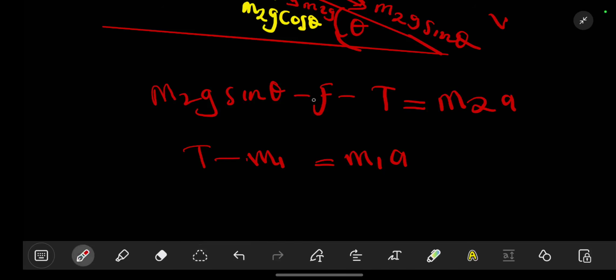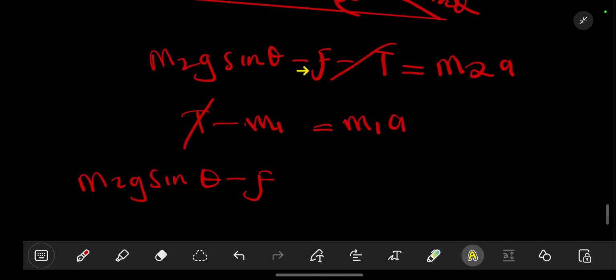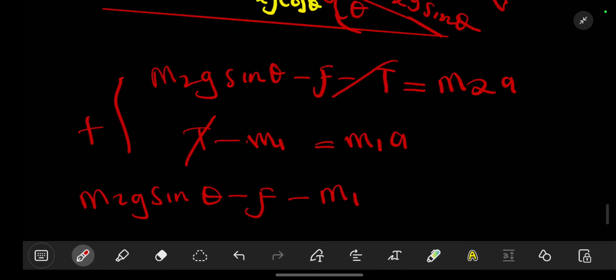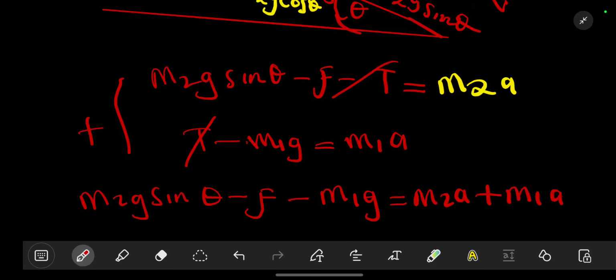So for this one, the tension is negative, this one is positive, so cancel them. We are going to have our m2g sine of theta, then minus the frictional force. Then we are writing m2g minus this, we are combining, so it's more like we are adding the two equations. Then we have minus m1g, should be equal to, this side the only thing we have is m2a plus m1a.